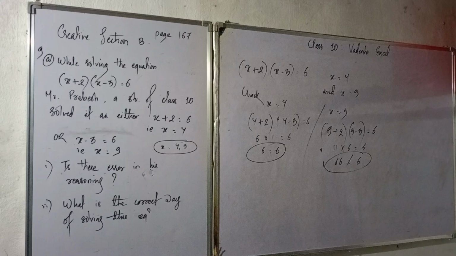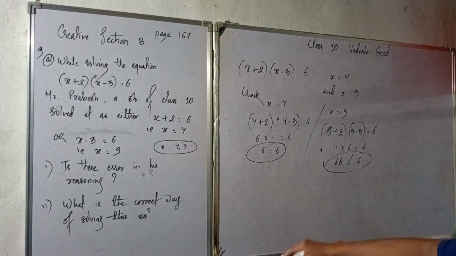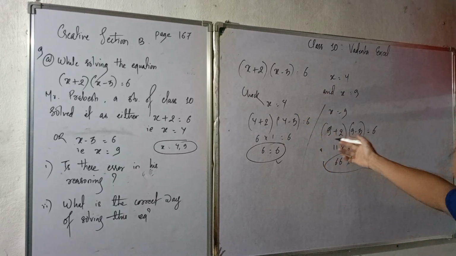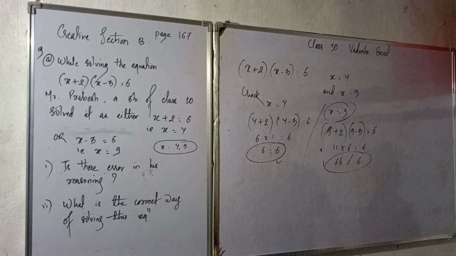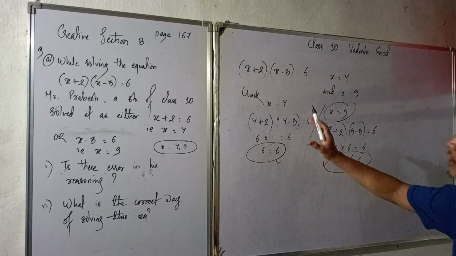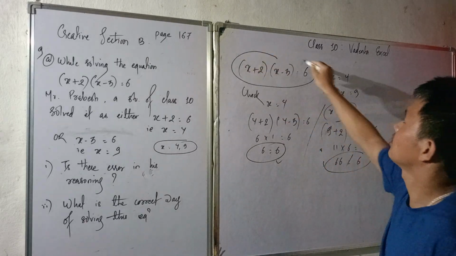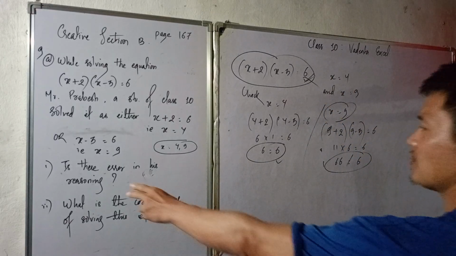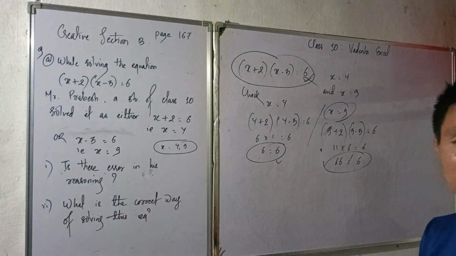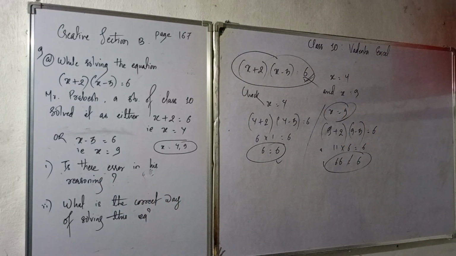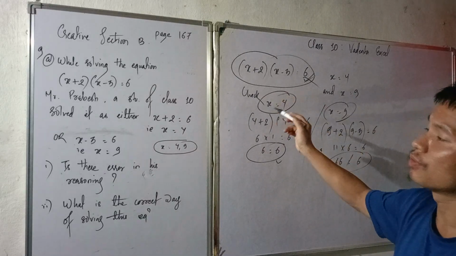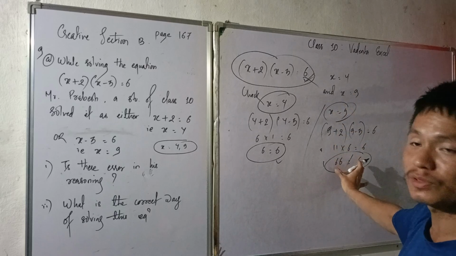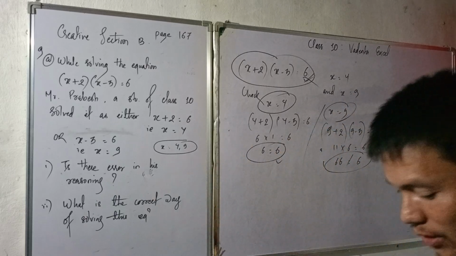Okay. Now, yes, there is an error in his reasoning. For x = 4 it is valid, but not for x = 9. So it does not satisfy. The way it is done by this process is completely wrong. So in the first question, is there any error in his reasoning? Of course, yes. Only one value, x = 4, satisfies the given equation, but the other value does not satisfy the equation. So there is an error in his reasoning.